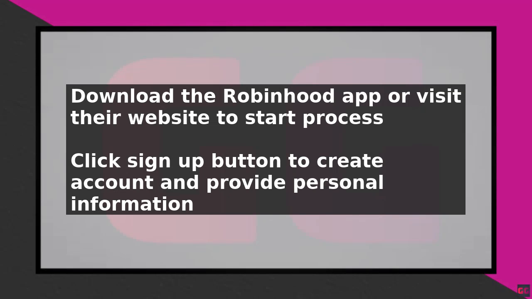To open a Robinhood derivatives account, start by downloading the Robinhood app or visiting their website. Once you have the app or are on the website, click on the Sign Up button to create an account. You will need to provide some personal information, including your name, email address, and phone number.